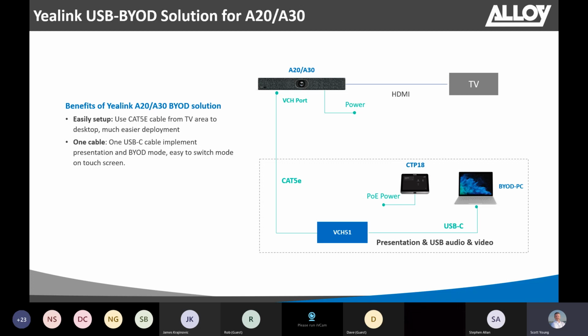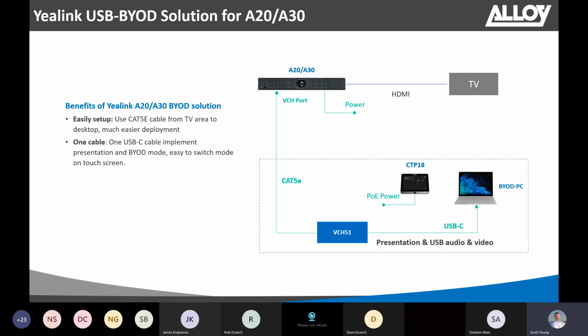So on the back of the A20 or A30 collaboration bar, there's an Ethernet port called the VCH port. So that is an Ethernet port that we can run an Ethernet cable from the front of the room where the A20, A30 is to the table and plug it into the VCH51 box. Then what we can do is plug the PC that we bring into the conference room via USB into the VCH51, depending on the notebook. So if your notebook supports video pass-through, just a single USB-C cable. If it doesn't, then we need to connect that HDMI cable as well.